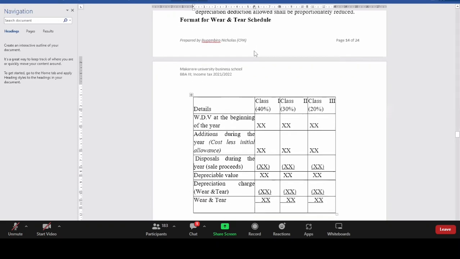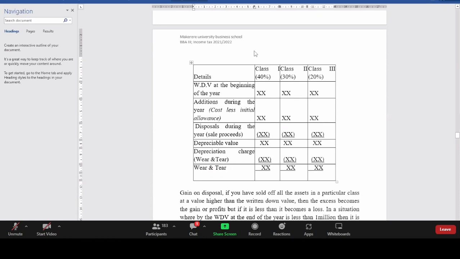What is the format of wear and tear? Remember we said the written down value of the preceding year is the opening for the year we are in. Assuming we are in 2022, the closing balance of 2021 becomes the opening balance for 2022 for each class, class 1, 2, and 3. Then we add additions for the year, less initial allowance if it is there. You must know what initial allowance relates to, otherwise it will cause issues on your side. If you don't give it attention, keep on reading as you cross-reference it over time.